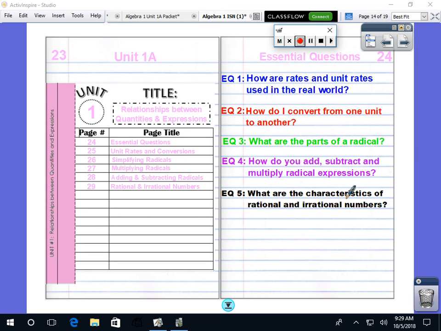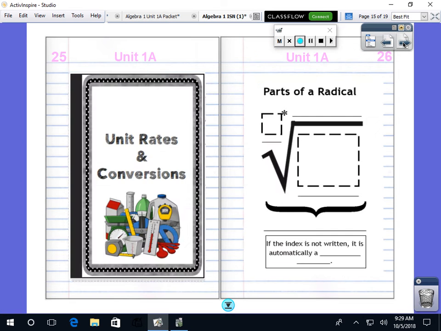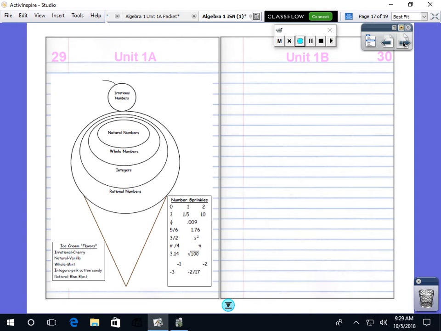Okay. Today's essential question is, what are the characteristics of rational and irrational numbers? Okay, so we're obviously going to be learning the difference between a rational and an irrational number. We're also going to learn some other things about numbers, like what natural numbers are, whole numbers, integers, and then of course rational and irrational.